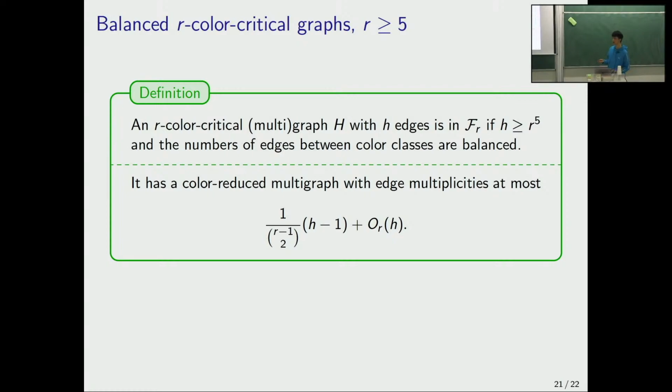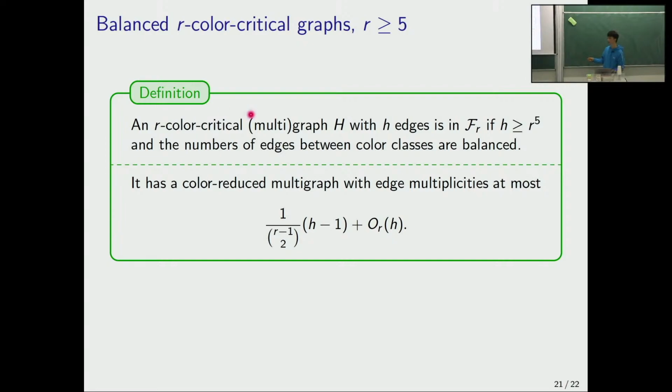And I assume that r was equal to 4. And now, when r is greater than or equal to 5, what we considered are those balanced color critical graphs. This means that if we consider an all color critical graph H, and color reduce it. So since it is all color critical, we can partition its vertices into all parts, and we can explain how to color reduce it.